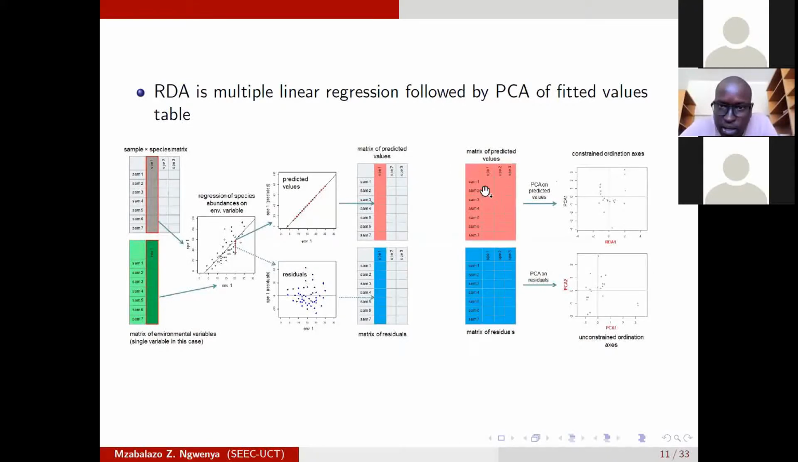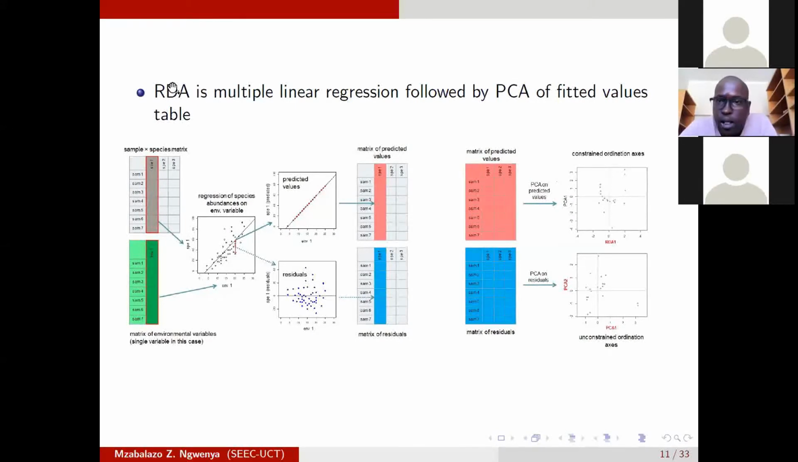So that's what has happened here. We've done the regression on each of the species, all of the sites, and we end up with a matrix of predicted values. Where we've got a regression, we obviously have some residuals. We know residuals are the difference between our predicted values and the observed values. So from the regression, we also get out a matrix of residuals for each of the sites and species.